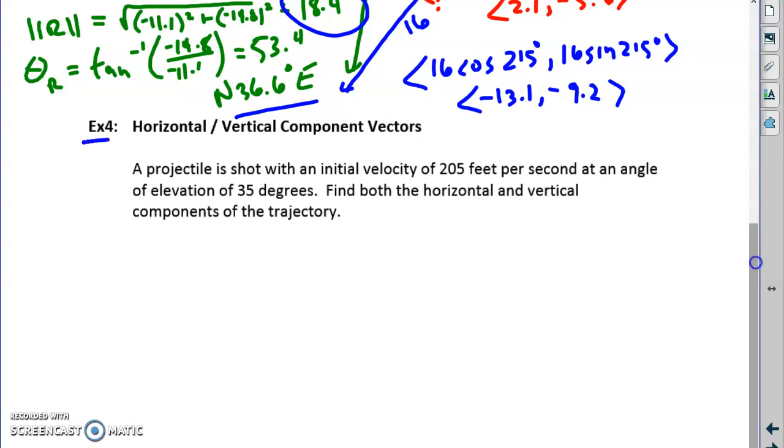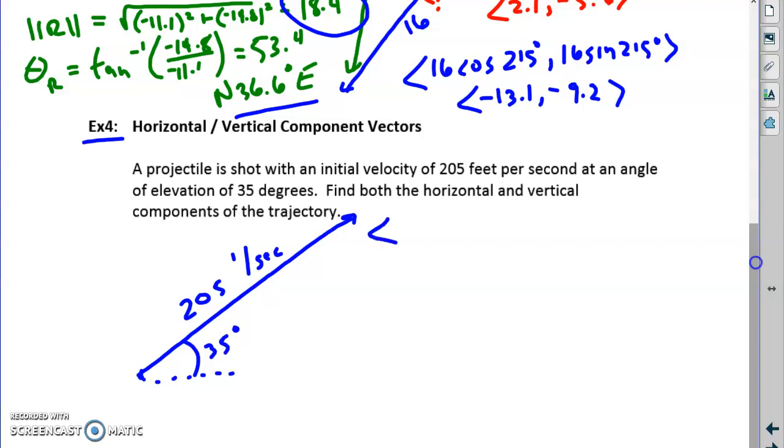Let's first do a nice simple last component projectile shot with an initial velocity of 205 feet per second at an angle of elevation of 35 degrees. How much of that 205 is horizontal and how much is vertical? Sounds challenging, but if you think about it, it's actually a very easy question. The magnitude is 205 feet per second. The angle is 35 degrees. What do we usually do when you have magnitude and direction? Absolutely, 205 cos 35, 205 sine 35.